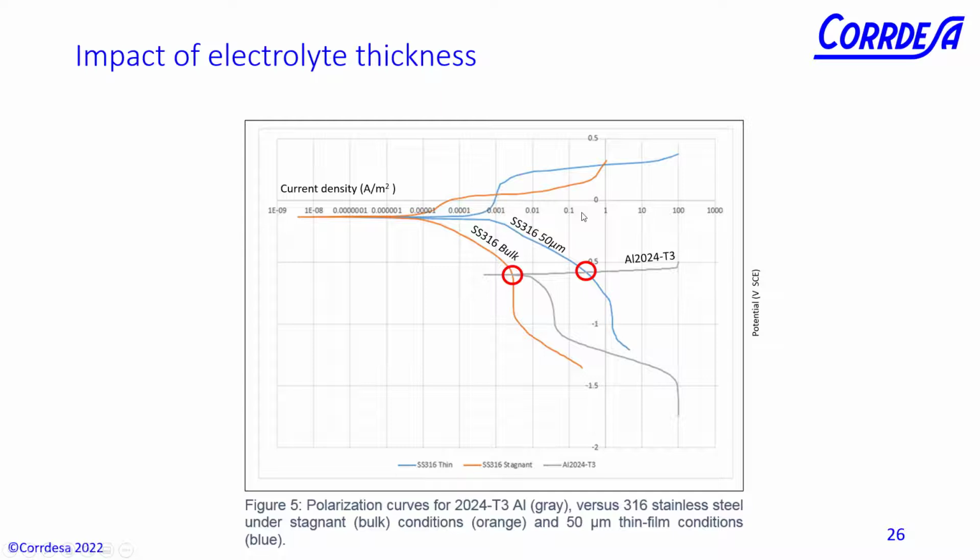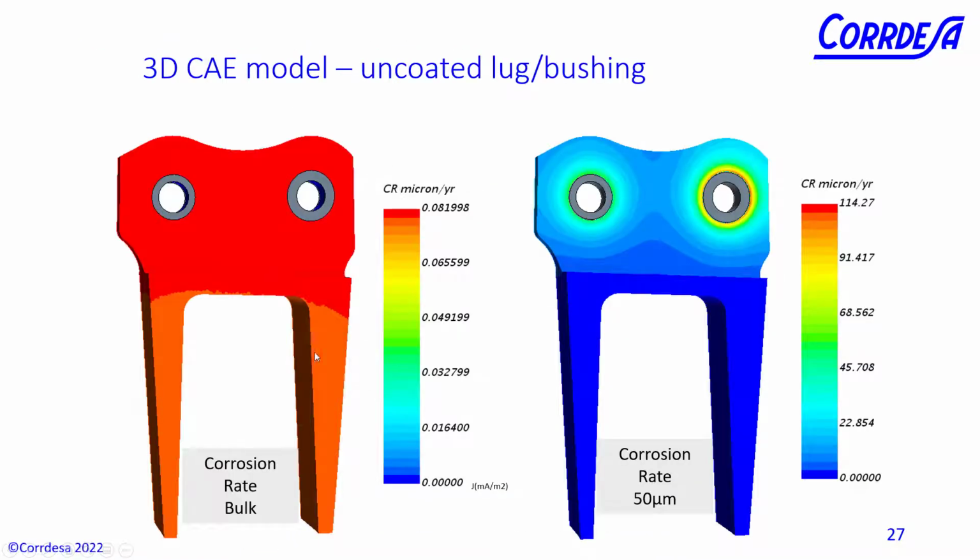So you get that perfect storm of electrical conductivity, because you've still got a presence of electrolyte, but it's thin with high oxygen diffusion, giving you a high corrosion rate. And this can be accounted for when you do the 3D models and you have this polarization data. So in a bulk situation, you have more of a spread out corrosion that's quite low, but in a thin layer, you get this intense galvanic corrosion right around the interface of the bushing and the aluminum lug.